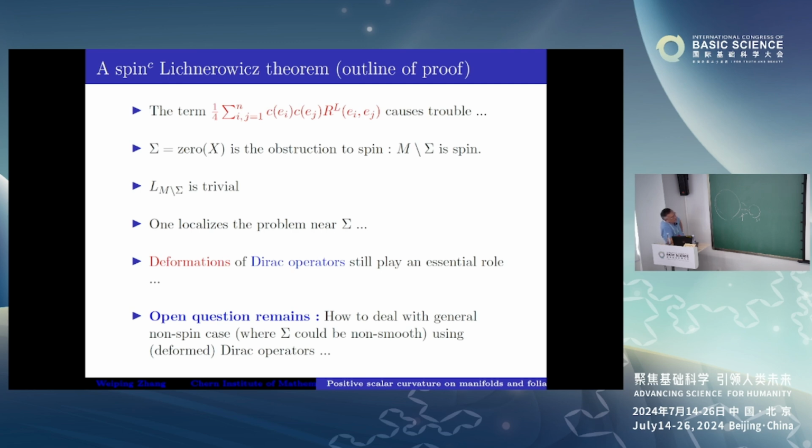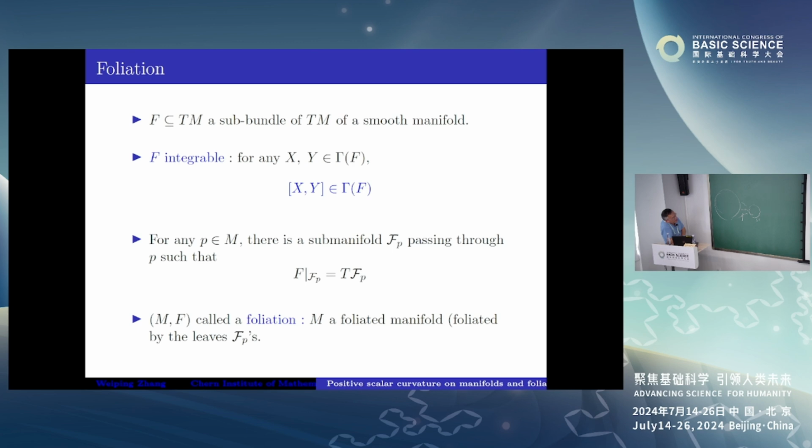Of course, this assumes that the sigma is smooth. The general case for sigma non-smooth is still open. We don't know how to do it yet. So finally, we come to the foliation case because this is mentioned in the abstract. So we have a duty to report something related to the foliation.